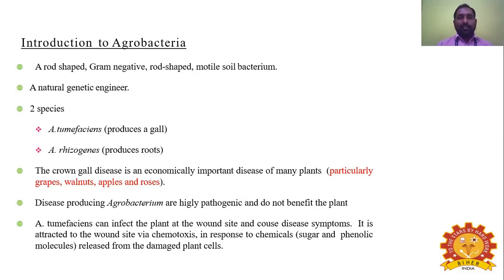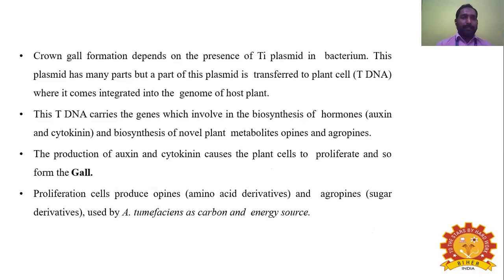The crown gall disease is economically a very important disease for many plants, especially grapes, walnut, apples, and rose. The diseases produced by agrobacterium are highly pathogenic and do not benefit the plants. The agrobacterium can infect the plants at the wound site and cause the disease symptoms. It is attracted to the wound site via chemotactic responses, and these chemicals include sugars and phenolic molecules which are released from the damaged plant cells.